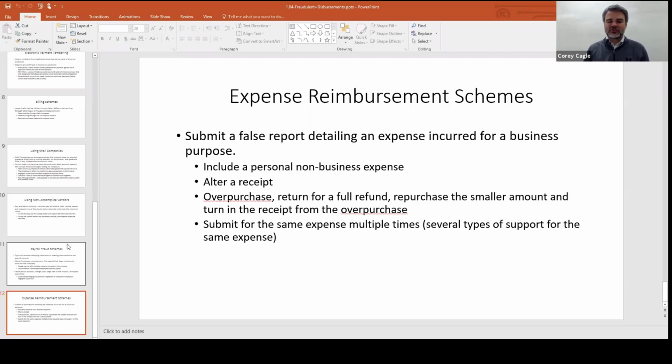Any kind of personal thing, like taking your wife with you and expensing her plane ticket, even though she has no business purpose. Or get a receipt and alter it. That'd be a simple one. And then they get a little more clever. It says, over-purchase stuff, return it for a refund, repurchase the correct amount, but turn in the receipt for the big amount. Something like that.